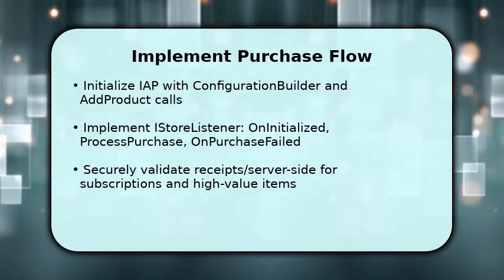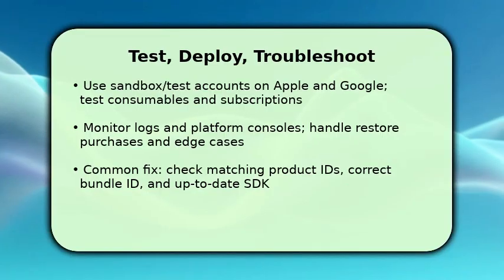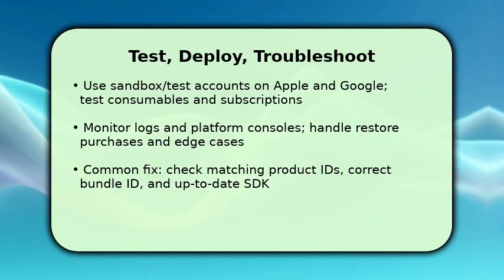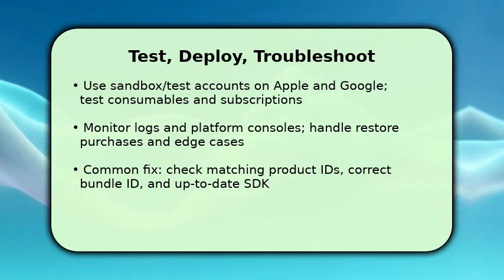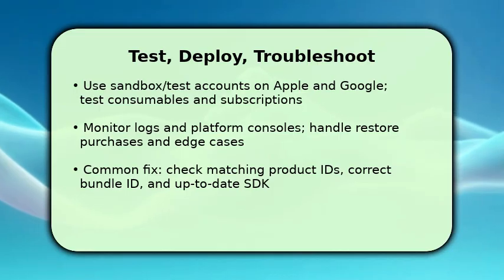Finally, test thoroughly. Use sandbox accounts on Google Play and App Store. Connect to buy consumables, non-consumables, and subscriptions. Verify restore and expiration behavior. Deploy builds with appropriate signing and bundle ID. Then watch Unity and platform logs to catch initialization or receipt errors.